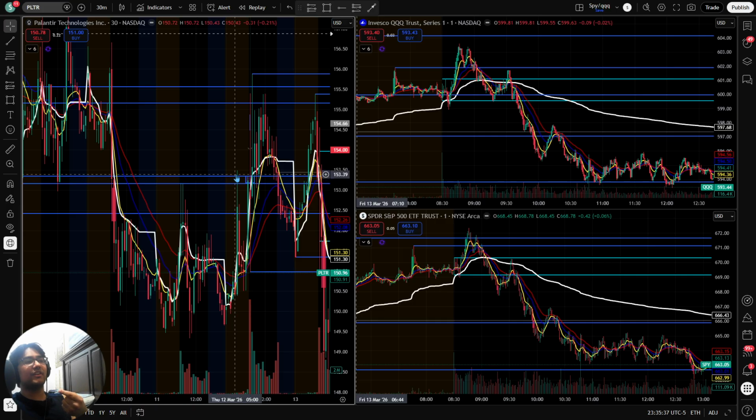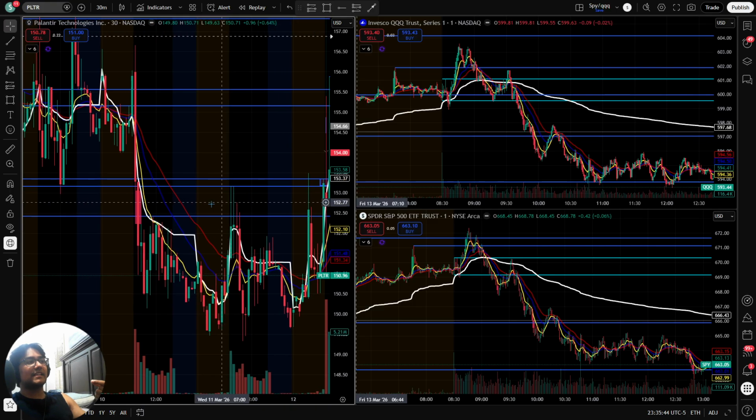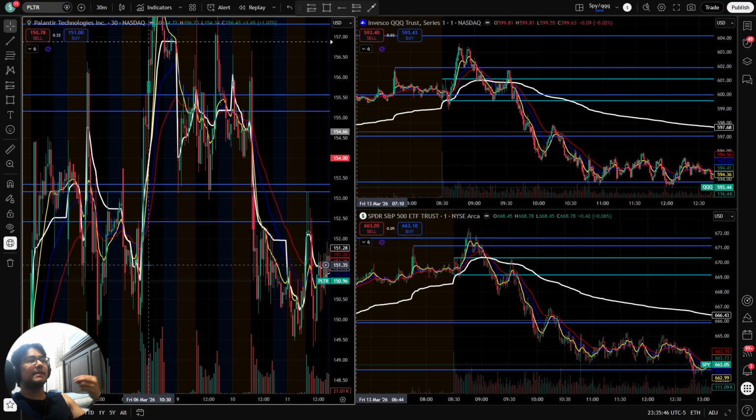So this area, this 153.39, this 153.20 level, is a key area on Palantir, obviously, because there are clearly strong wicks at this area, strong support. So this is a simple break and retest, simple market structure. You have to understand that.